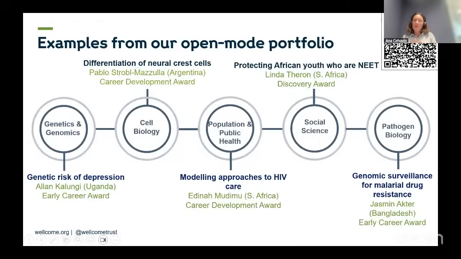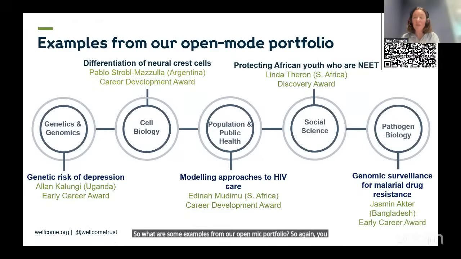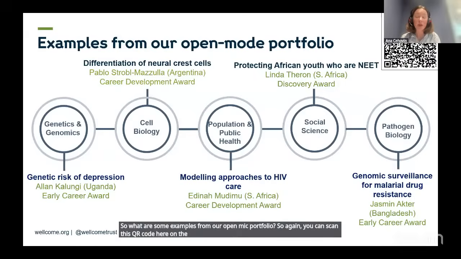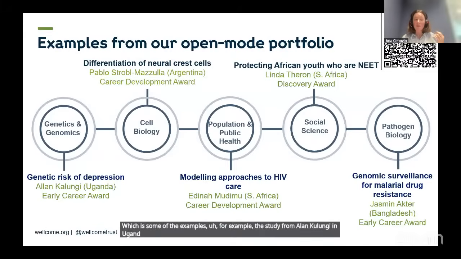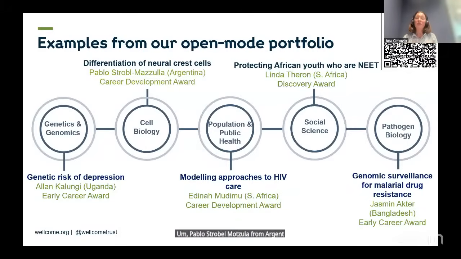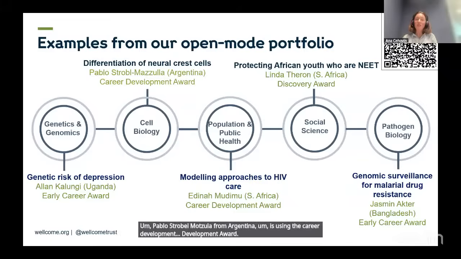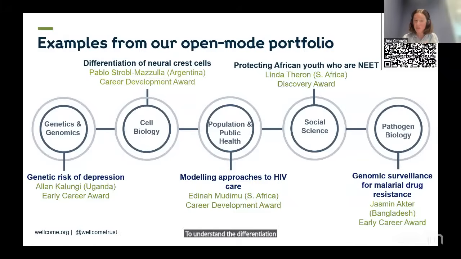So what are some examples from our open mode portfolio? You can scan this QR code on the top right to learn more about these studies. Some examples are the study from Alan Kulungi in Uganda, who has received an early career award to understand the genetic risks of depression. Pablo Strobel Matsula from Argentina is using the Career Development Award to understand the differentiation of neural crest cells.